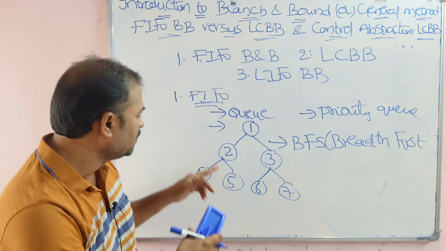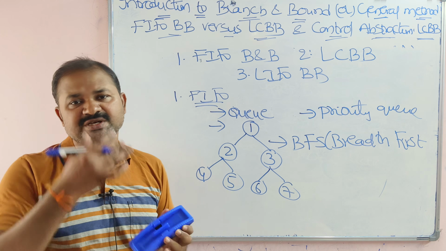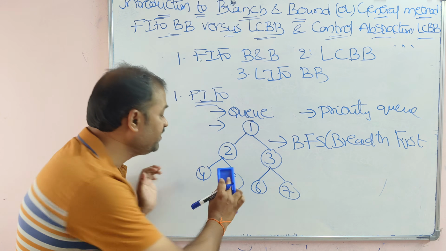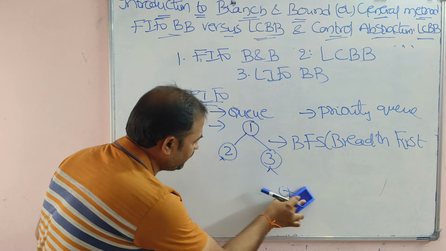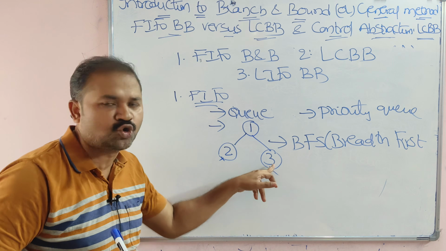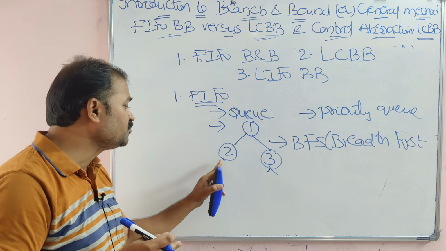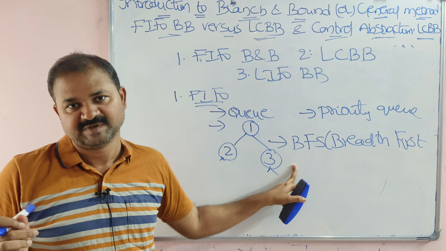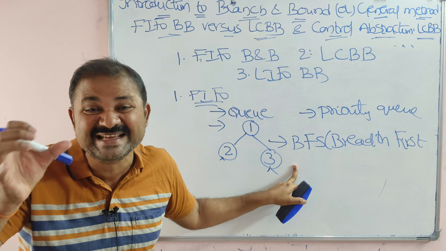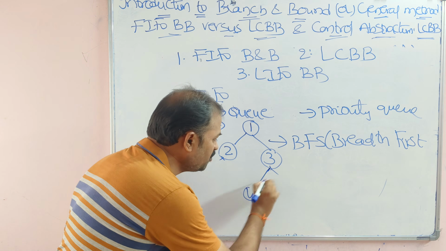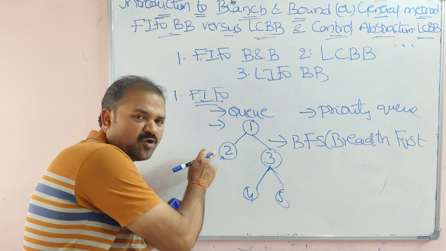So here, out of the available nodes, the node which is having the least value, the minimum value, will be explored. First, node 1 is explored. It generates 2 nodes, node 2 and node 3. Let us assume that out of 2 and 3, the cost of 3 is least. The lower bound of 3 is least, so this node will be explored first, and the other node won't be explored.